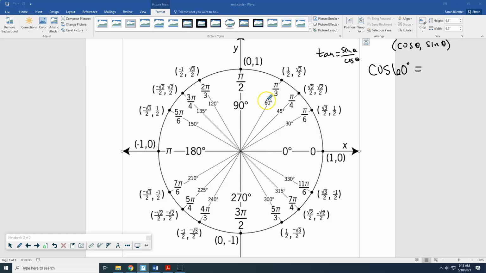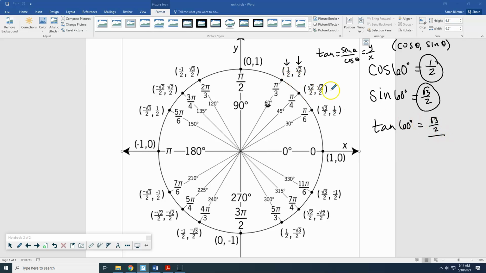So if I go to 60 degrees, which is right here, the x value is 1/2, the y value is square root of 3 over 2, which means the cosine of that angle is 1/2. So now I can just look at this and tell what the cosine of 60 is. The sine of 60 degrees, that's the y value, is square root of 3 over 2. Okay, and if I wanted to find the tangent of 60 degrees, I'm going to have to put the sine over the cosine. That would be the same as y over x, right? So square root of 3 over 2 divided by 1/2.